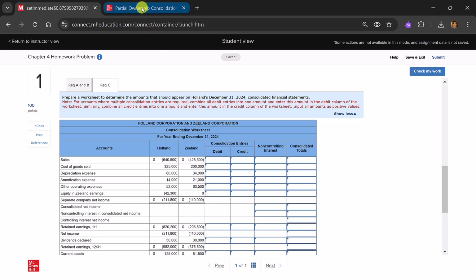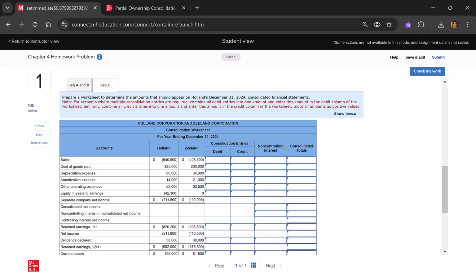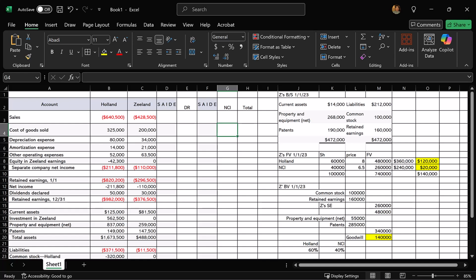So reviewing again, back in our textbook, the S entry, we'll do that first to get rid of the common stock of the sub, getting rid of the retained earnings of the sub as of the beginning of the year, and then allocating the total debits between the parent's share, in our case, Holland was 60%, and the non-controlling interest, which is 40%. So let's do that on my spreadsheet that I had started in the previous video. That's this one here.